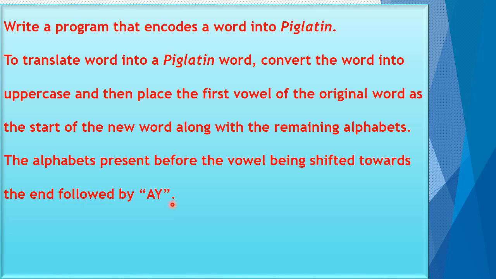So, the method of translating a word into Pig Latin is that first we need to convert the word into uppercase and then place the first vowel of the original word as the start of the new word along with the remaining alphabets. The alphabets present before the vowel are shifted towards the end followed by a vowel. Let us see some examples.